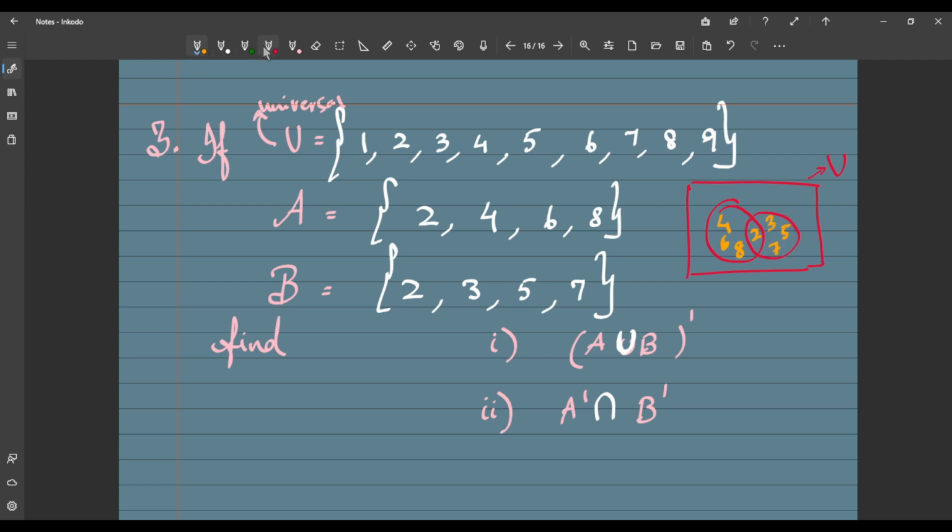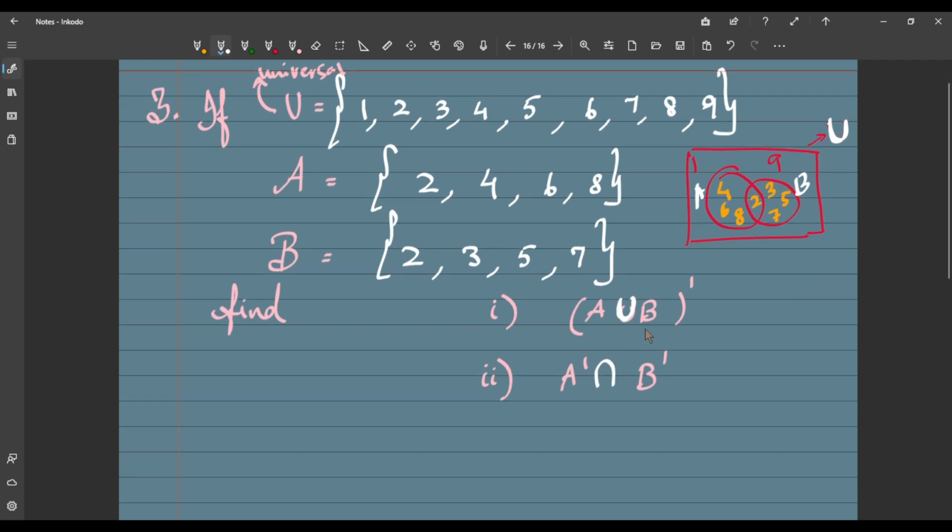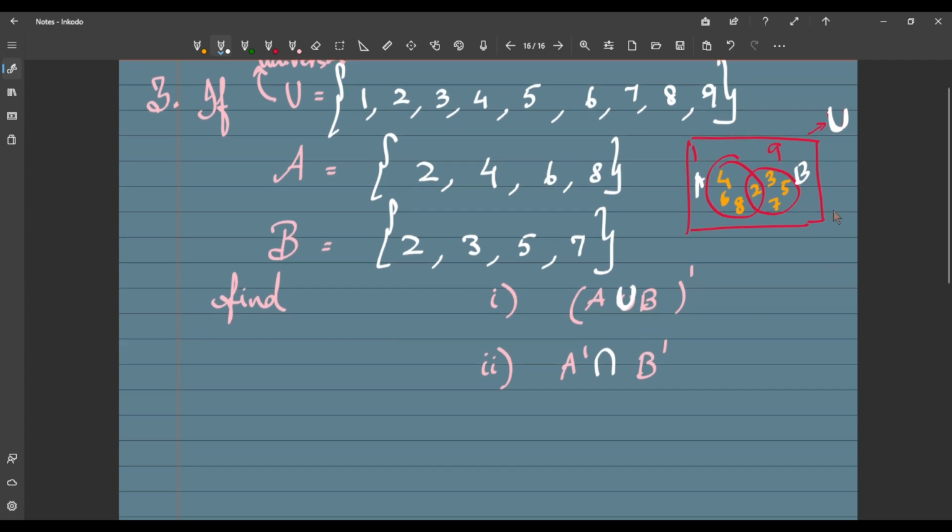And all the other elements will be contained in the universal set. So this will be 1, 2 I have already written. 3 is there. 4, 5, 6, 7, 8 and 9 is somewhere here. It's not contained in either A or B. So now I have my general layout of my problem, and whatever is being asked I can quickly answer now. So what are they asking me? A union B complement.